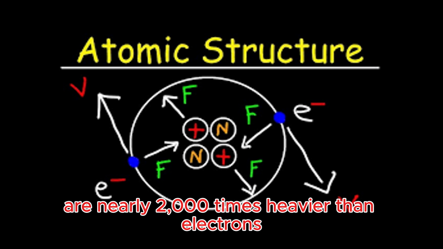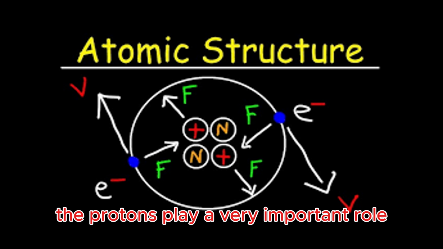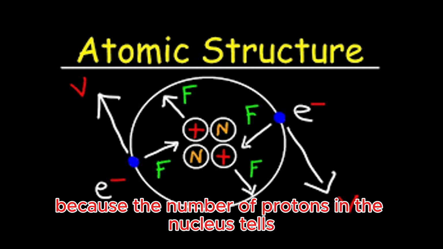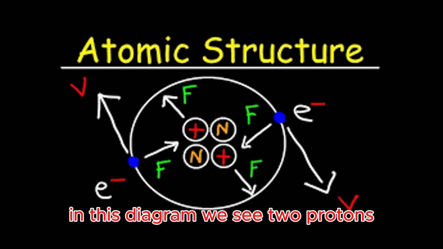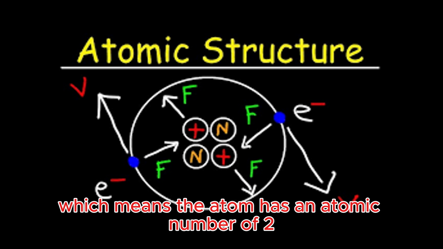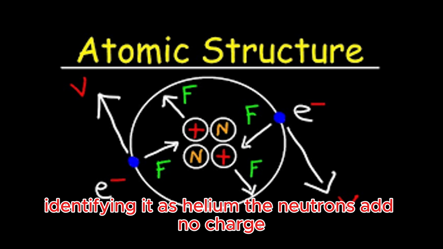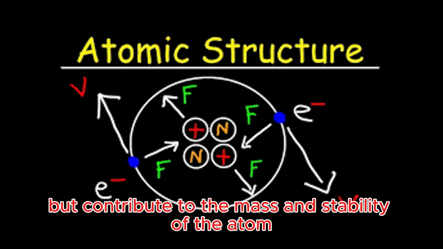times heavier than electrons. The protons play a very important role because the number of protons in the nucleus tells us which element we are looking at. In this diagram, we see 2 protons, which means the atom has an atomic number of 2, identifying it as helium. The neutrons add no charge but contribute to the mass and stability of the atom.